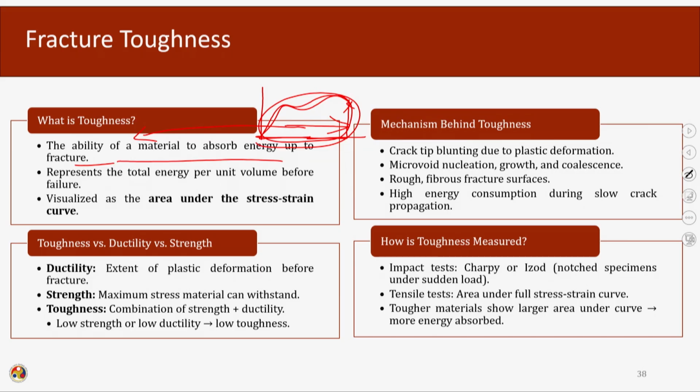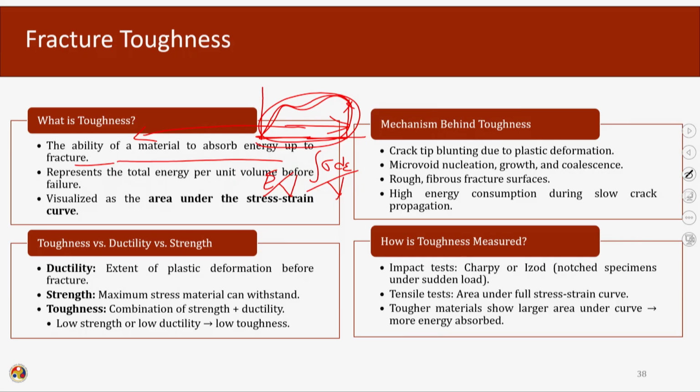This is basically an integral of the stress strain per unit volume. So, this is nothing but energy per unit volume, which is visualized as the area under the stress strain curve.